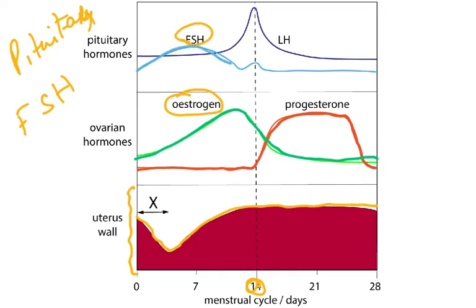FSH is this here, increasing, then a slight change and then it remains. LH is of course the one which is very short lived. It just comes here, peaks on day 14 and then it dies down. Now, this is a very simplified version of it, and there are of course slightly more complicated versions. But basically you've got to understand the one which peaks on day 14 has to be LH.